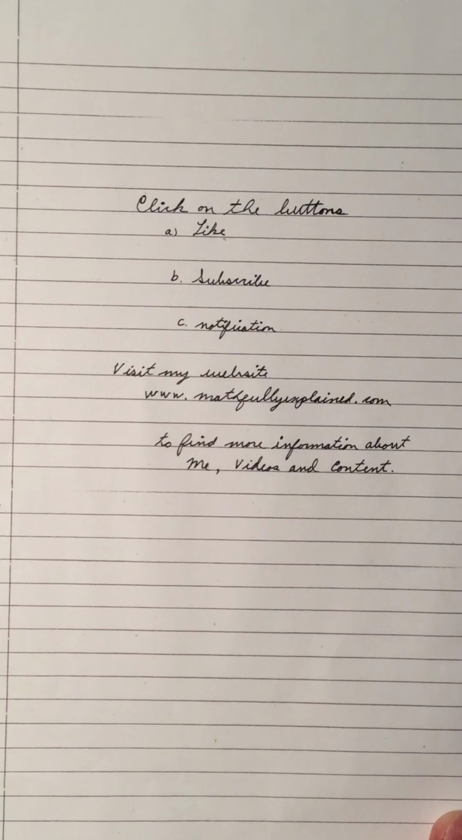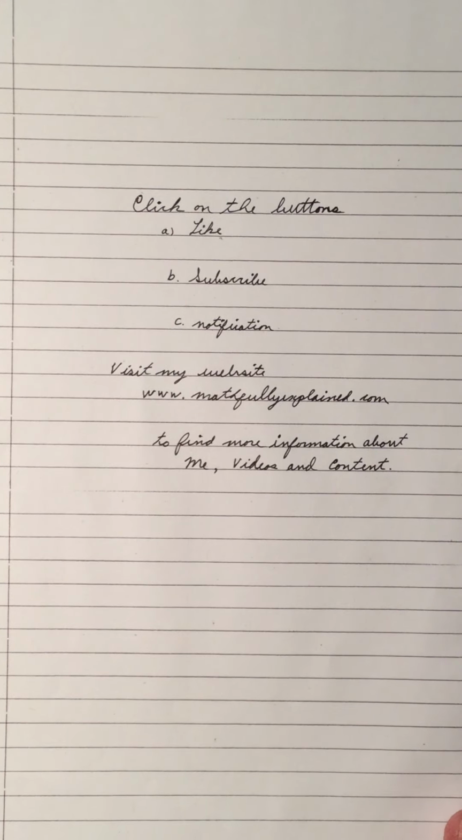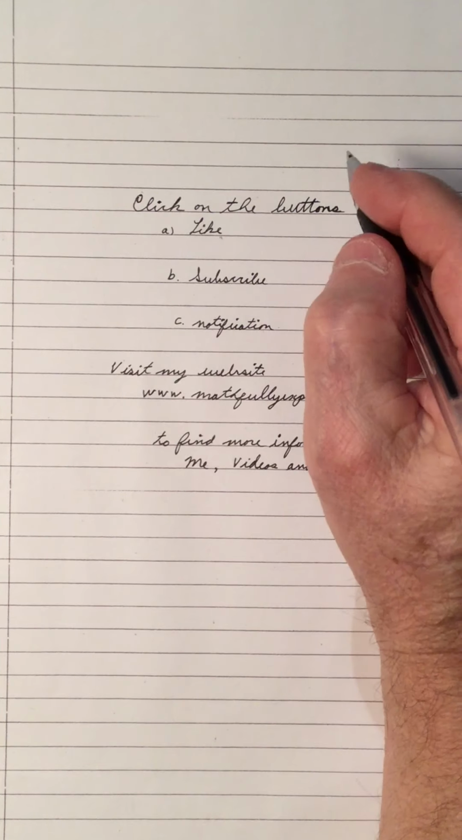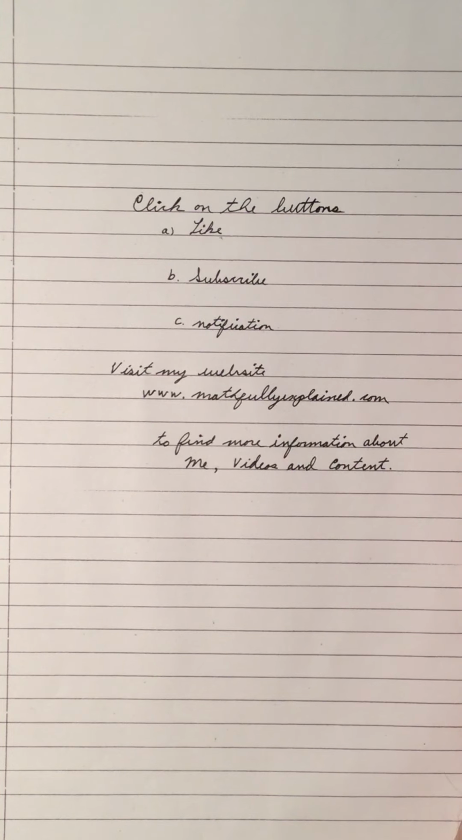So that brings us to the end of defining what a complex number is. A complex number is made up of a real part and an imaginary part.